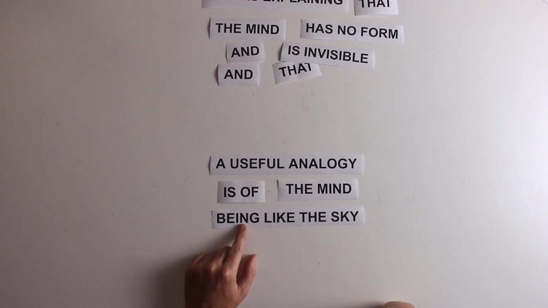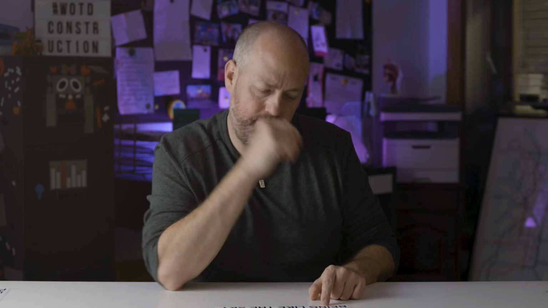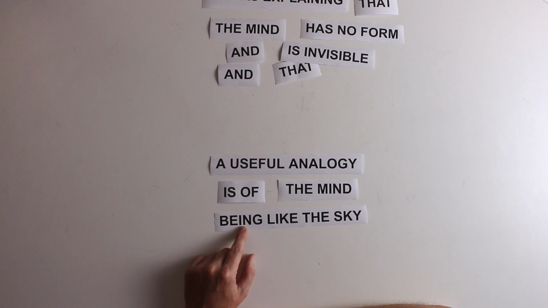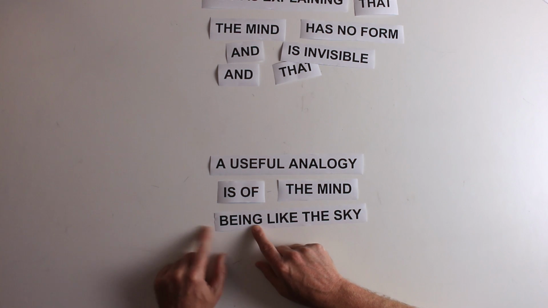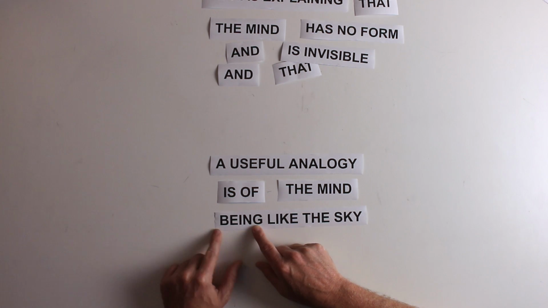Being. Why is this a gerund? Is it because it's the continuous or the progressive tense? No, because we're missing our auxiliary verb. So it's not that. It must be something else.